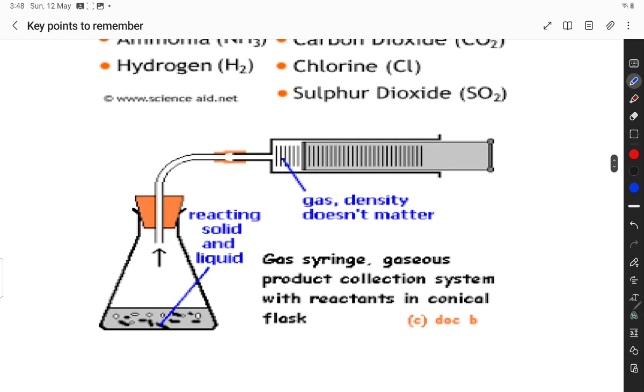This is the apparatus used to measure the rate of reaction. This is the conical flask with the reacting solid and liquid, and a gas syringe; density does not matter, so the gas is collected there. This is the gas syringe and this is the delivery tube, and the gas produced during the reaction is collected in the gas syringe. So this apparatus is usually used in rate of reaction experiments.